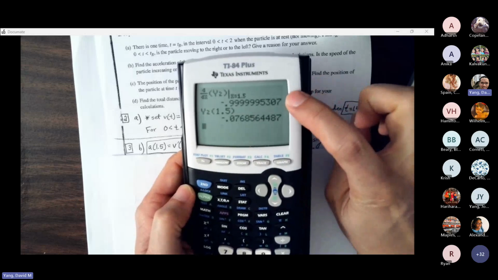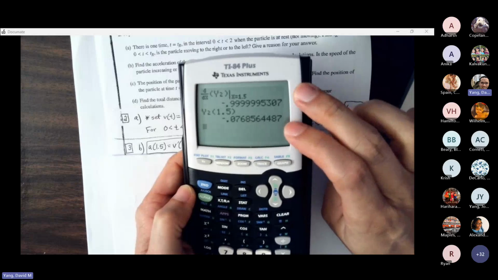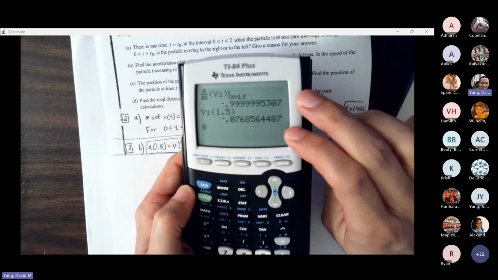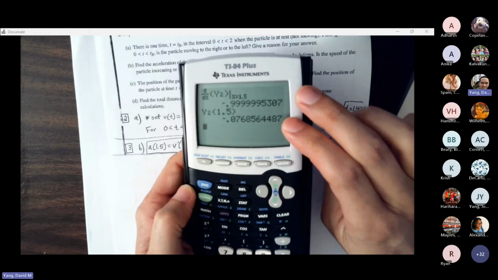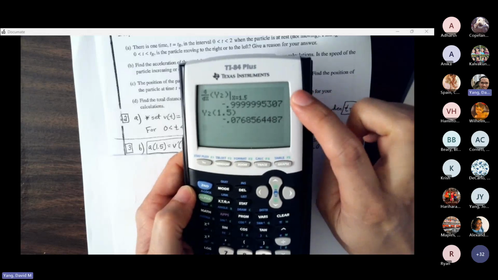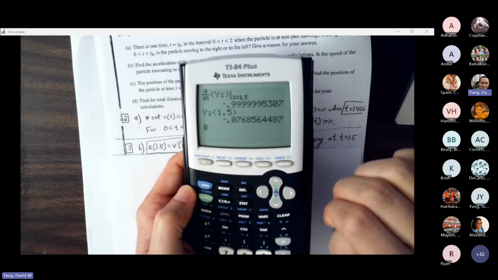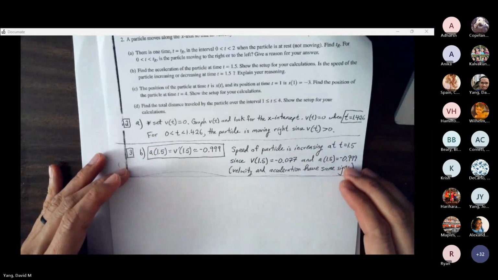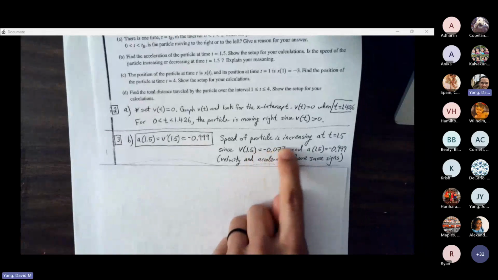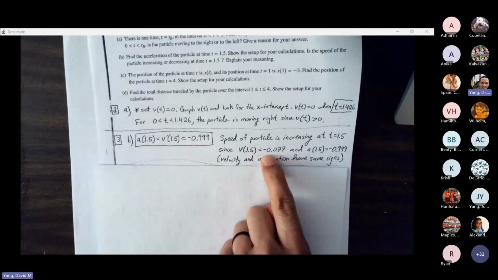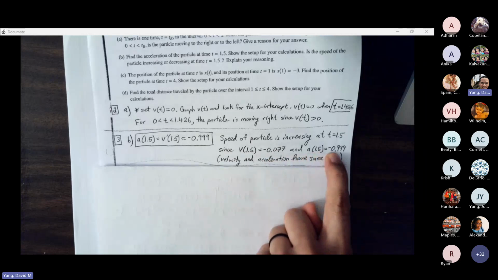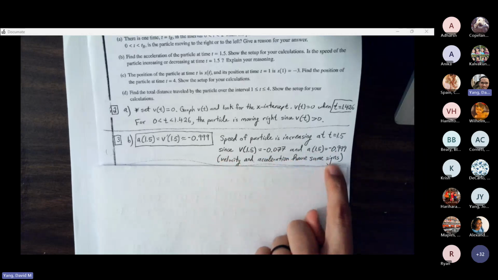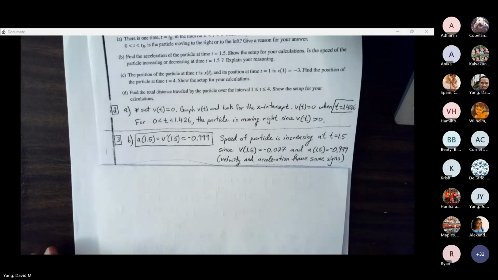So I have negative acceleration, I have negative velocity. These are both the same signs, and so therefore speed is increasing. But if one is positive and the other is negative, then speed will be decreasing. So speed of particle is increasing at t equals 1.5, since v of 1.5 is less than 0, and a of 1.5 is also less than 0, and velocity and acceleration share the same signs.